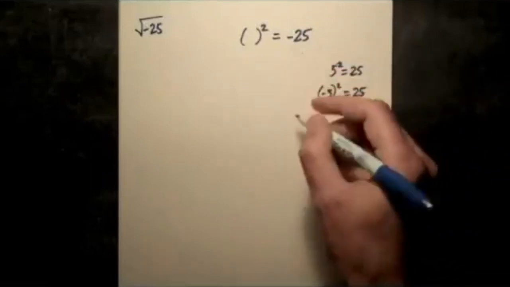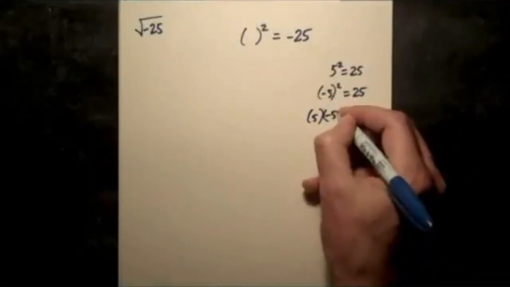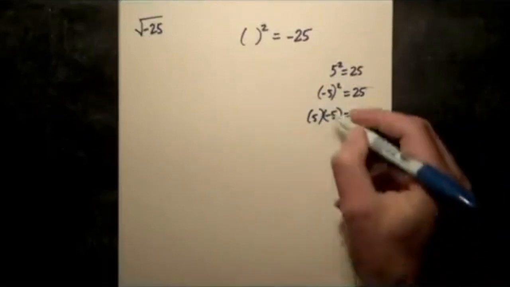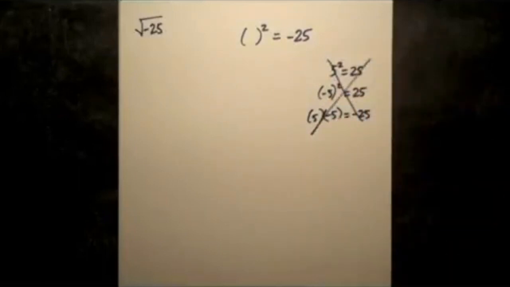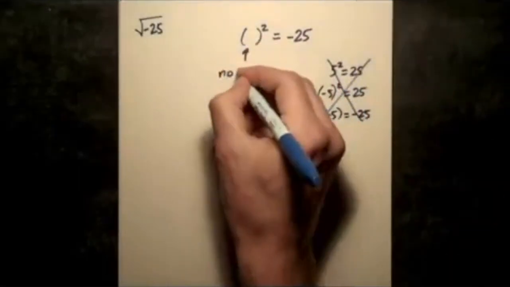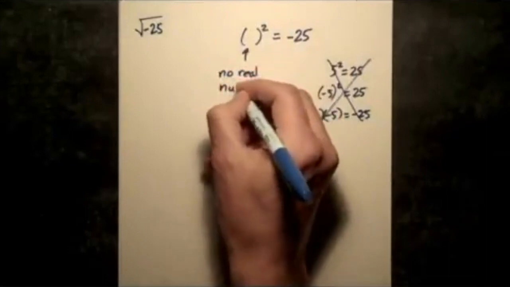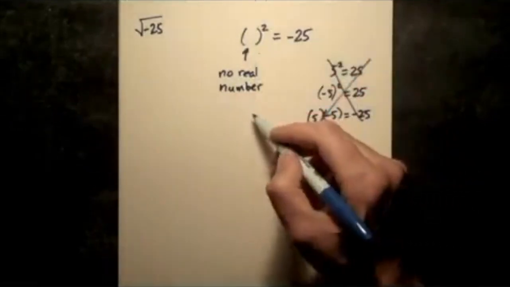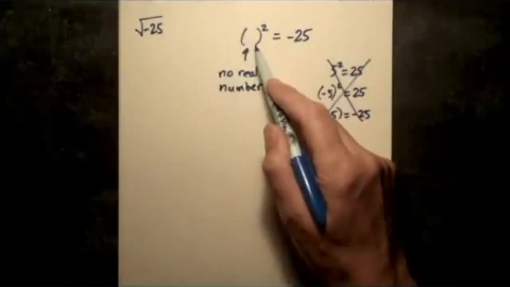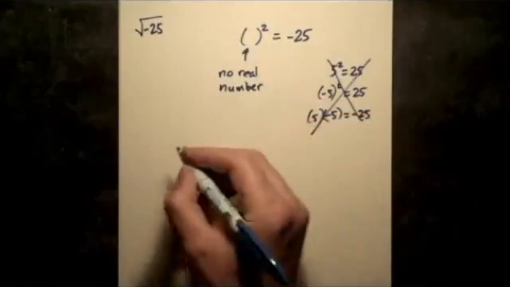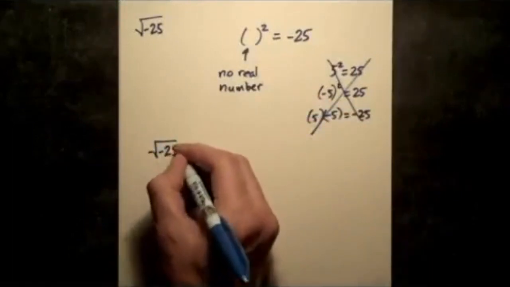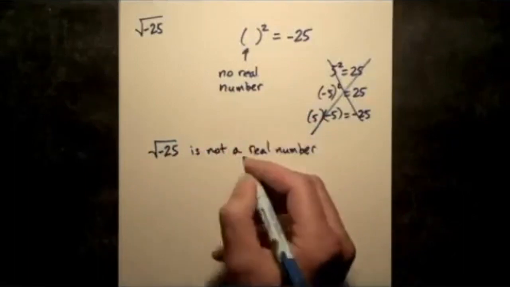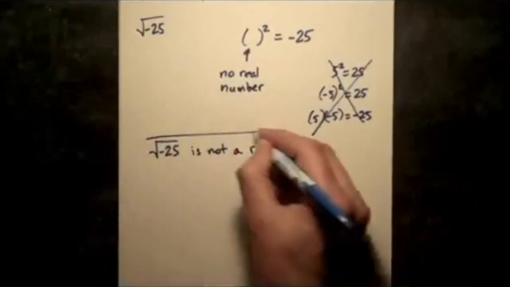The only way we're going to get a negative product is if we have a positive and a negative, but that's not a square because they're different. So the problem we have is there is no real number that will work. Later we'll learn how to deal with this using complex numbers. But for now, when we first introduce this, we usually just say that the square root of a negative number is not a real number. The square root of negative 25 is not a real number.